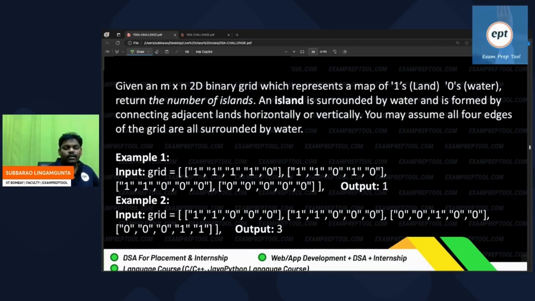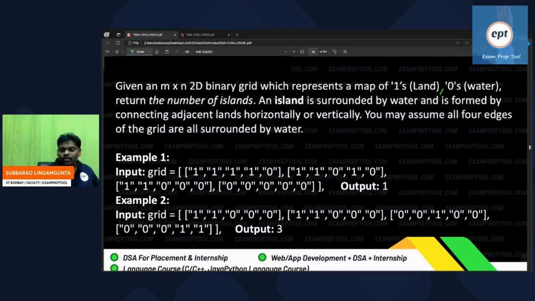Given an m by n 2D binary grid which represents a map where ones mean land and zeros mean water, return the number of islands. Normally people will say islands, right? So I'm repeating once again.